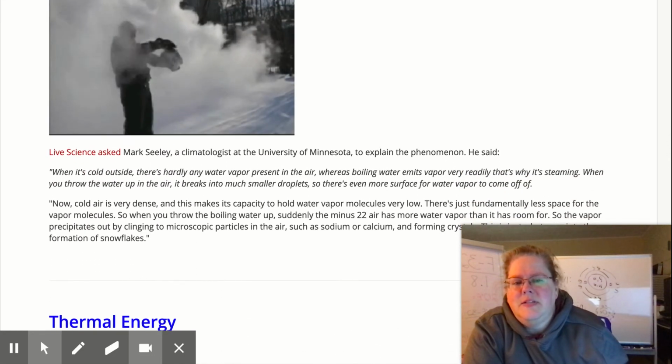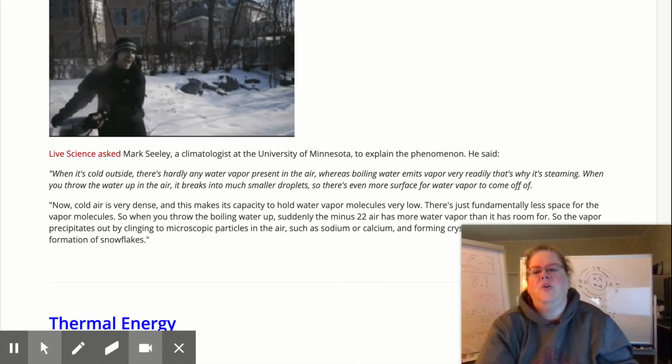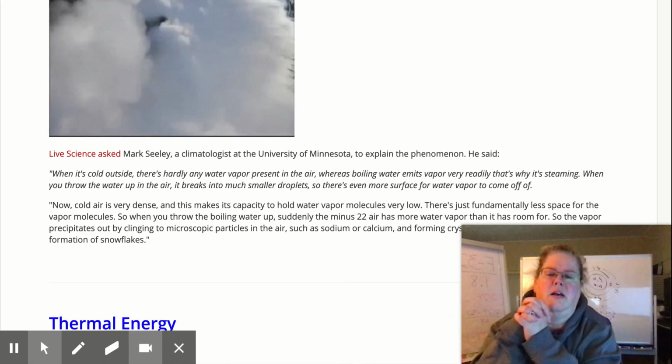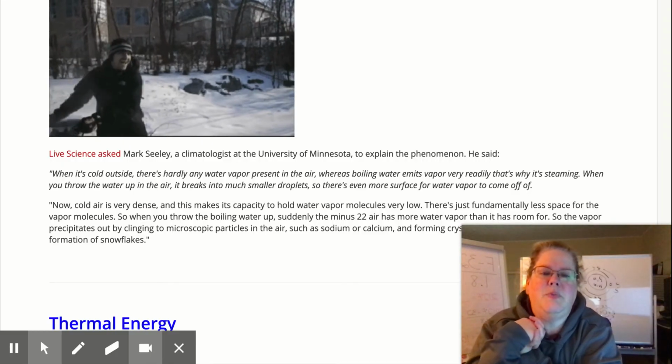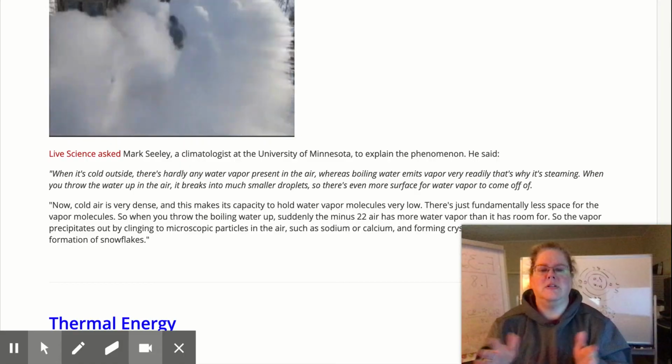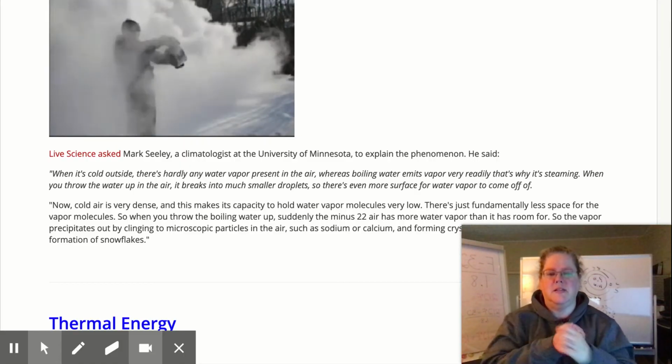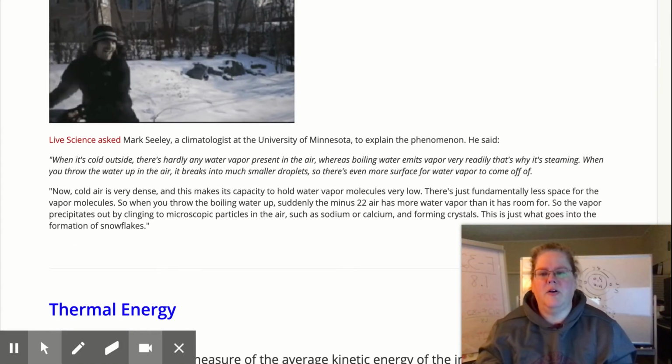Deposition. This is the one I was talking about. This was a very cold day in Minnesota, and I have to give credit to Mark Seeley. He's a climatologist at the University of Minnesota, and he explained the phenomenon. So here we're going to go through it because he explains it really well, so bear with me. I'm going to read this. Here we go. You can just watch him in the background.